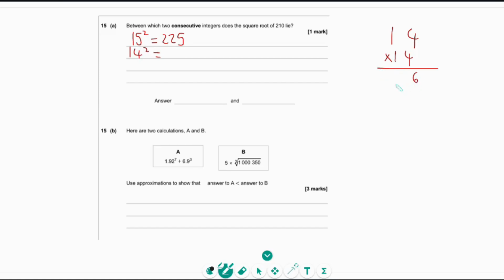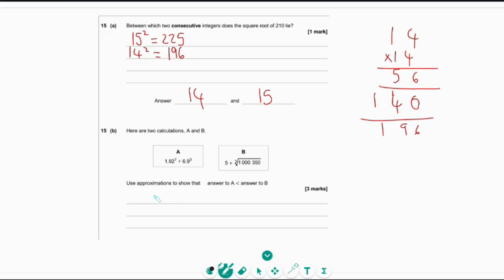4 times 4 is 16. 1 times 4 is 4. 0 here. Add them together. 196. So it's between 14 and 15. Because the square root of 225 is 15. The square root of 196 is 14. The square root of 210 would have to lie between those two numbers.